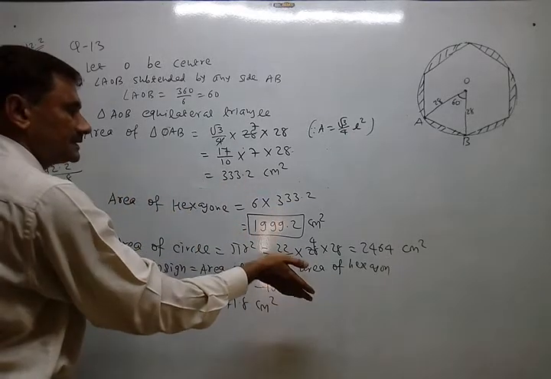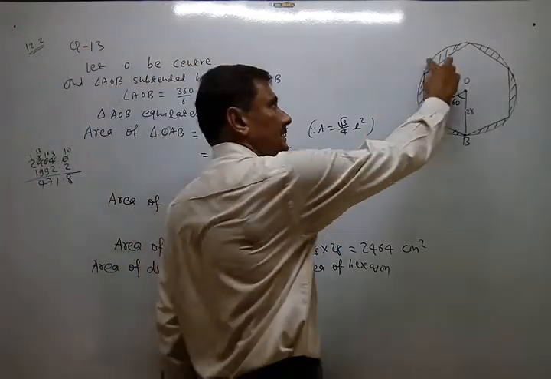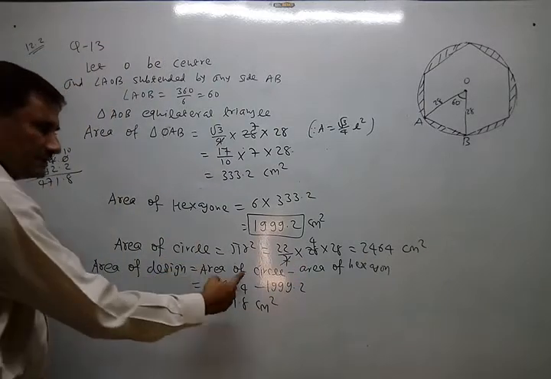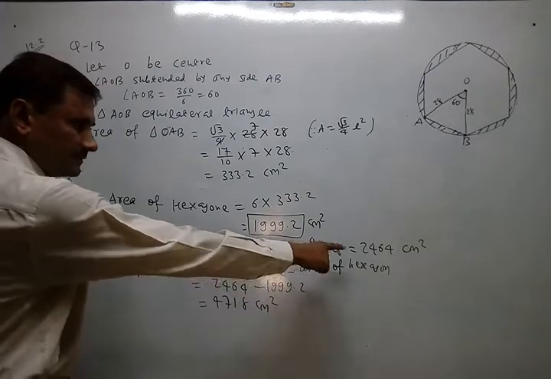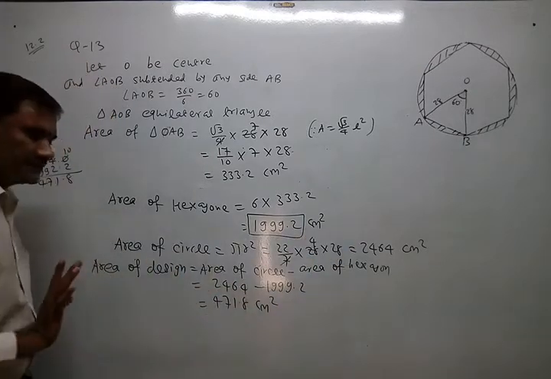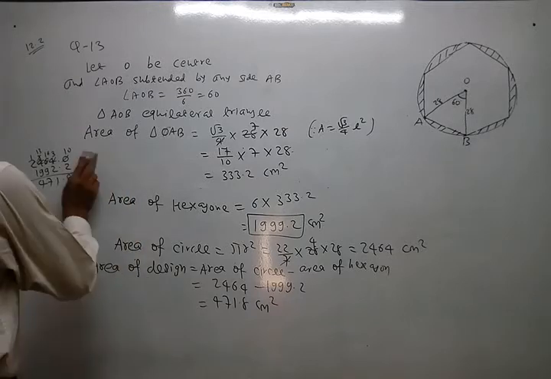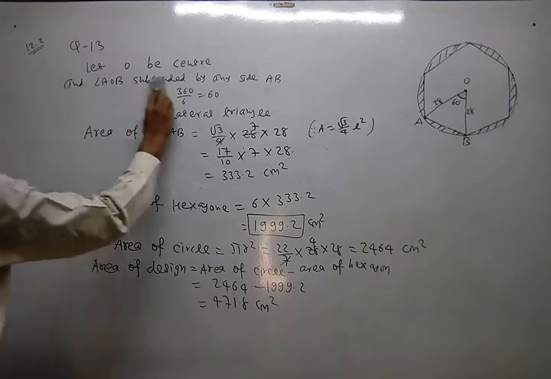After multiplying by 6, we found the area of the circle. Why? Circle minus hexagon gives us this part, the design. So the design can be found by this formula: area of circle minus area of hexagon. The area of a circle's formula is pi r square. So now the difference is taken. But this is not the answer. Now I just remove this description part.